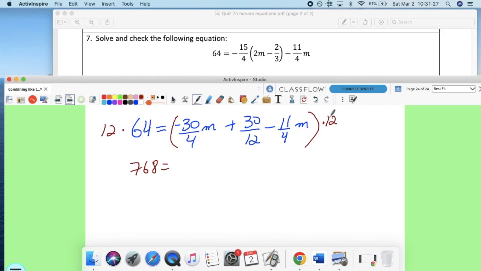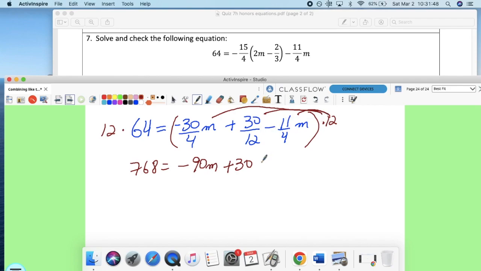And I'm going to take 12 and multiply by each term inside the parentheses. Negative 30 over 4 times 12. First of all, it's going to be negative. And then 12 divided by 4 is 3. And then 3 times 30 is 90. 30 over 12 times 12. Well, 12 and 12 can simplify. It just gives me 30.